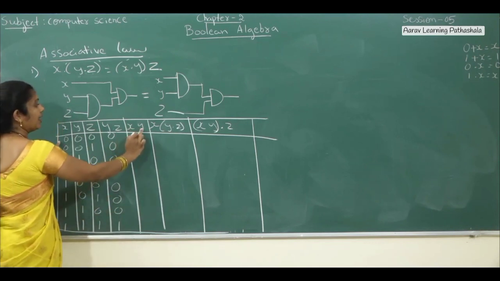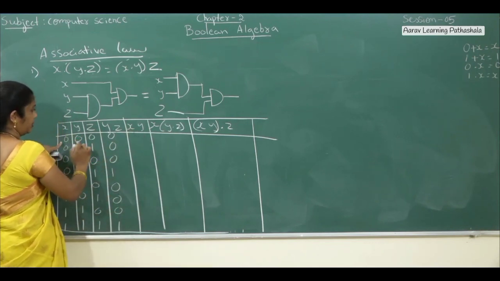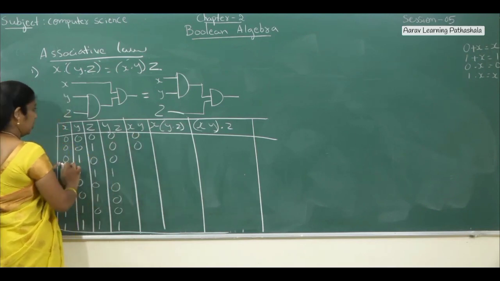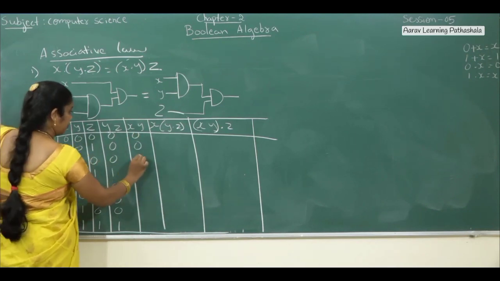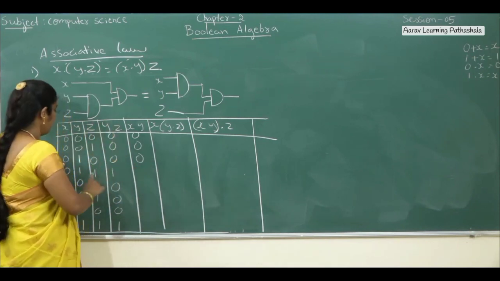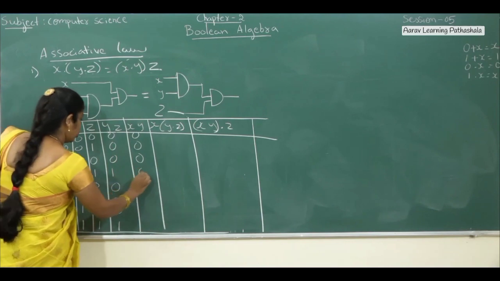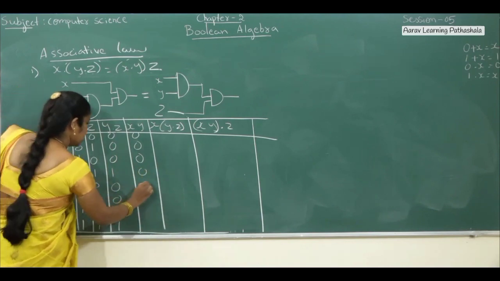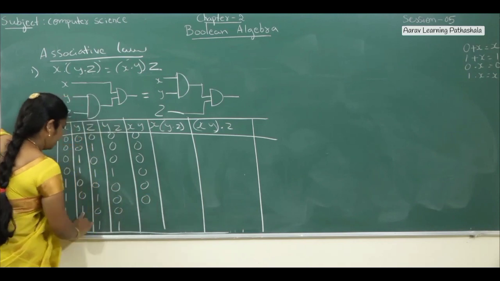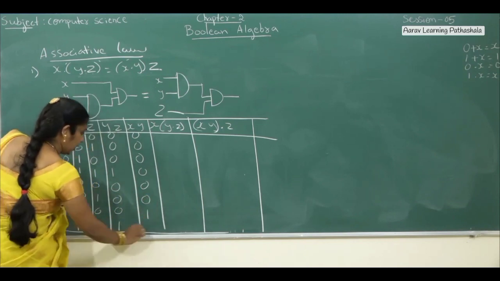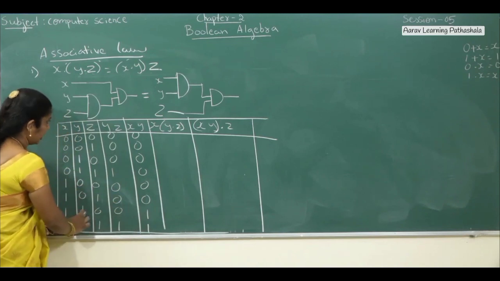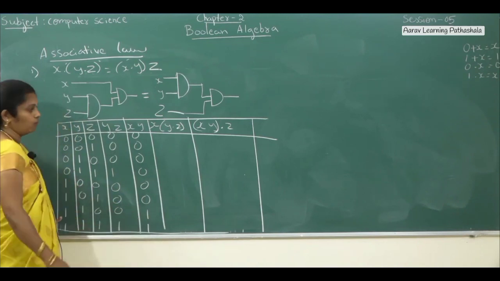Now, take down xy. X and y have to be taken. 0 into 0, 0. 0 into 0, 0. 0 into 1, the output becomes once again 0, because only if all the inputs are 1 does the output become 1. 0 into 1, 0. 1 into 0, 0. 1 into 0, 0. 1 into 1, 1. 1 into 1, 1. See, only in this case all the inputs are 1, that's why the output becomes 1.